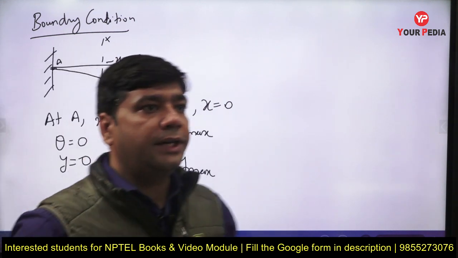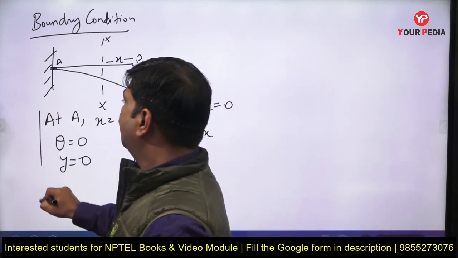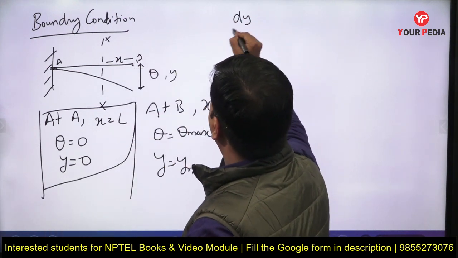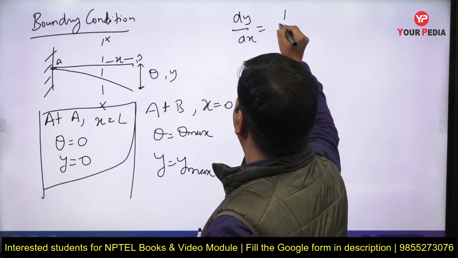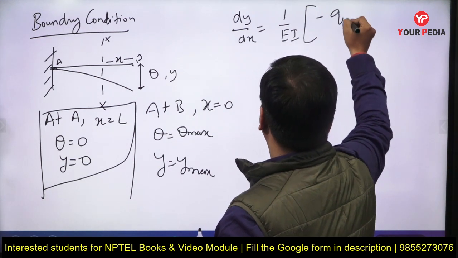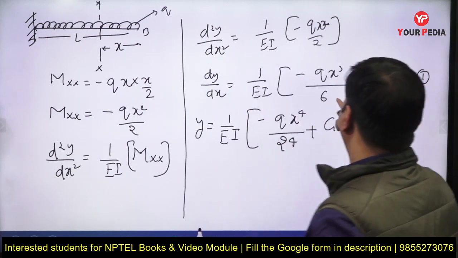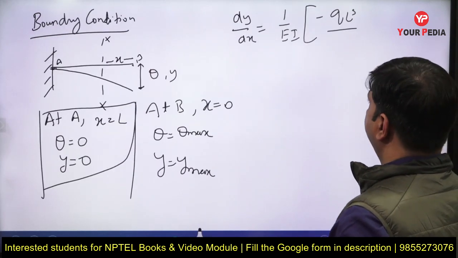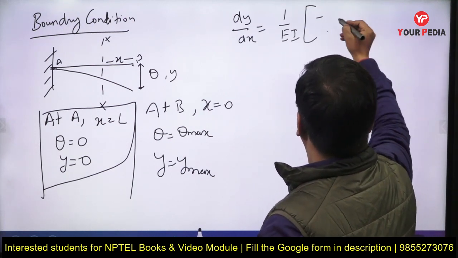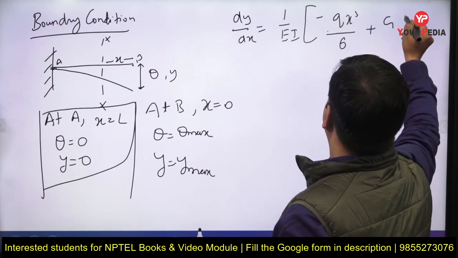Now I am going to use the boundary condition. Which boundary condition? This is boundary condition number 1 at equation number 1. Equation number 1 is dy by dx equals 1 upon EI times minus q of x cube by 6 plus c1.